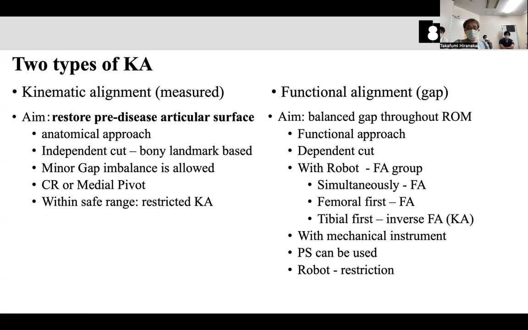Anyway, the functional approach leads to the current functional alignment approach that aims to balance the gap throughout the motion. The current kinematic alignment aims at complete resurfacing using the component, retaining the PCL and other soft tissue. Please remember there are two approaches, historically: the anatomical approach and the functional approach.